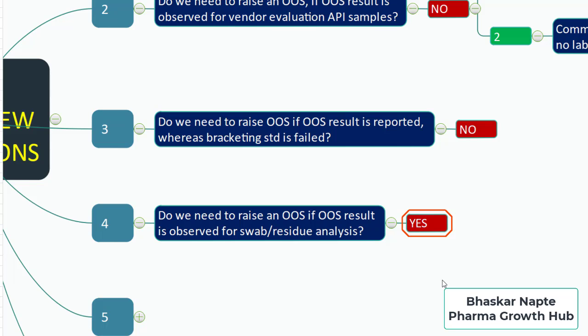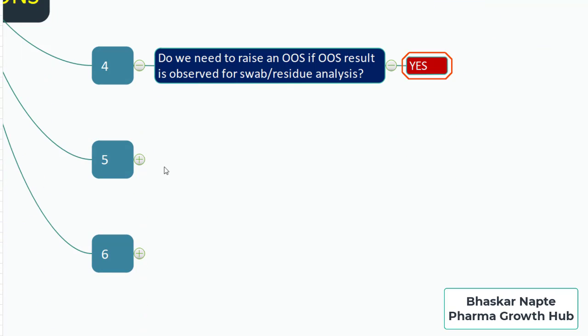I hope you are clear: in cleaning validation, if the swab result fails, what are you supposed to do? And if you are just verifying the swab result, what are you supposed to do? Thank you so much. Let us go on to point number 5 now.